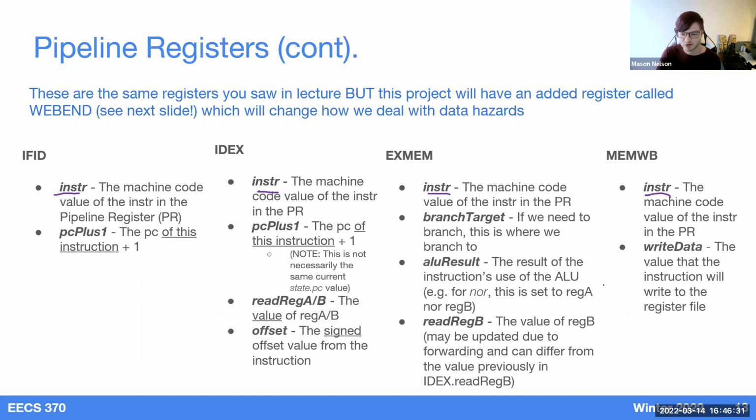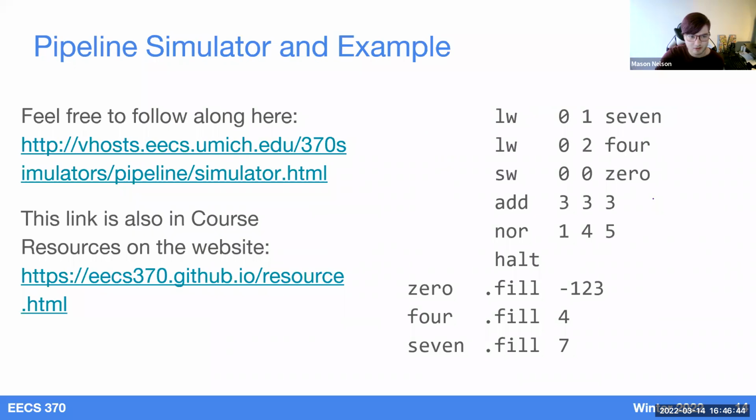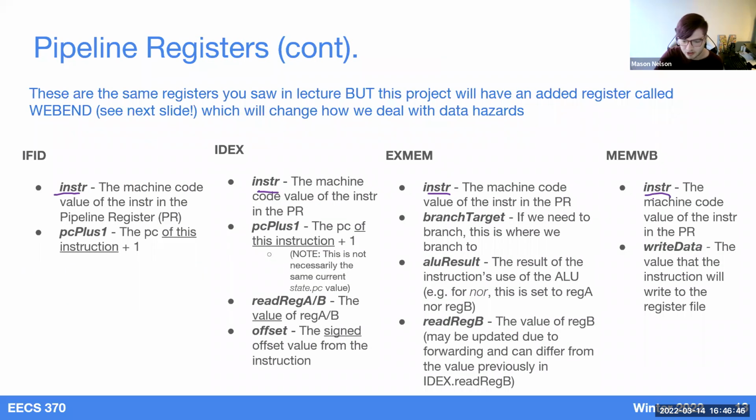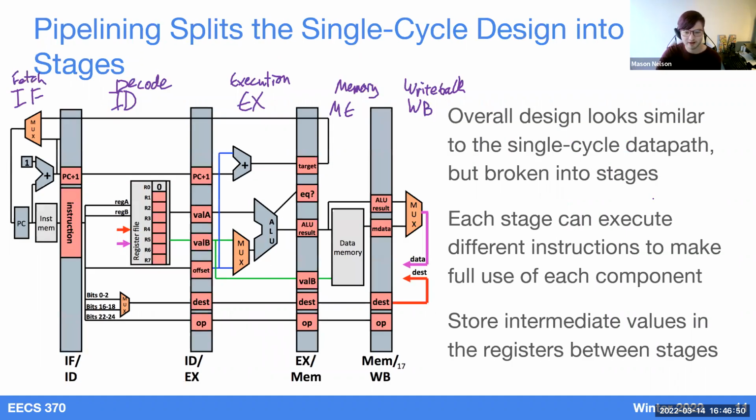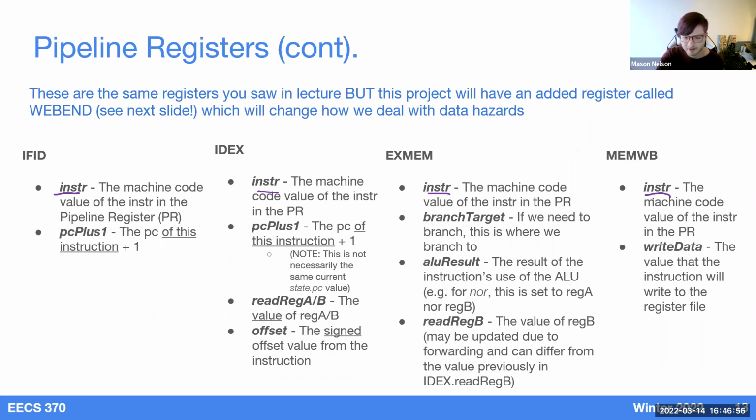So we need to keep register B until we get to the mem stage. And then after the mem stage, we only have what we might potentially write back to a register. We would also just keep the instruction machine code. Now, I think that's pretty much all the structs that correspond directly to the pipeline from our lecture. But there is one that we're going to add, and I'll talk about that in a minute.